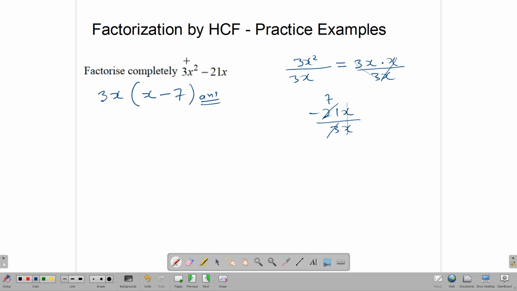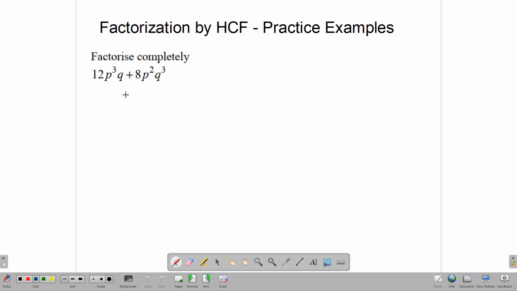When we factorize this expression, 3x squared minus 21x, using the highest common factor, we get this answer: 3x multiplied by x minus 7 in bracket. Let's try the idea on another question. Here we have one that is a little more complicated. So we have 12p cubed q plus 8p squared q cubed.